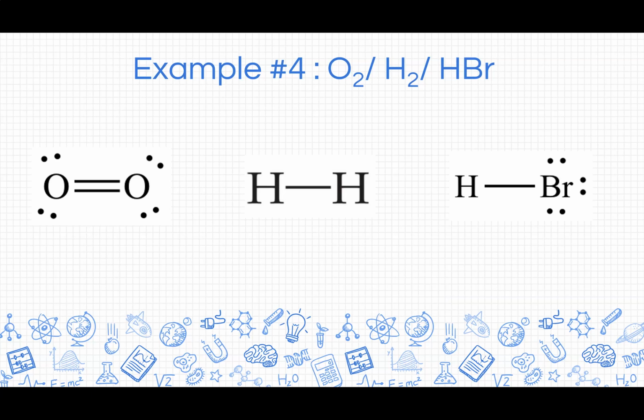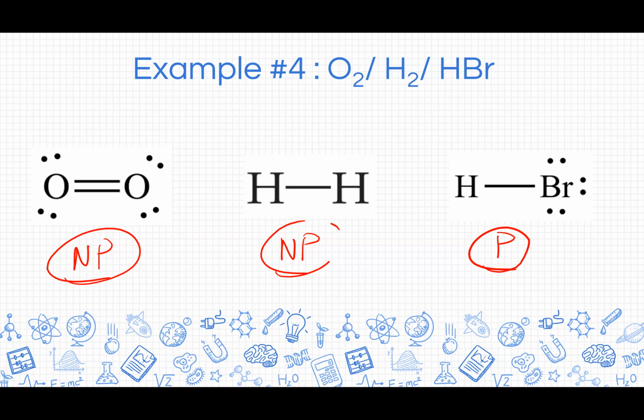Okay. Here are my O2, H2, and HBr. For these, there is only one bond. So if that bond is polar, the molecule is polar. Here, O and O have an electronegativity difference of 0. So this is a nonpolar bond and a nonpolar molecule. H and H, electronegativity difference of 0, nonpolar bond, nonpolar molecule. HBr, pretty decent electronegativity difference. So polar bond, polar molecule. No need to draw the dipole moment necessarily, but we could draw it towards the more electronegative atom.